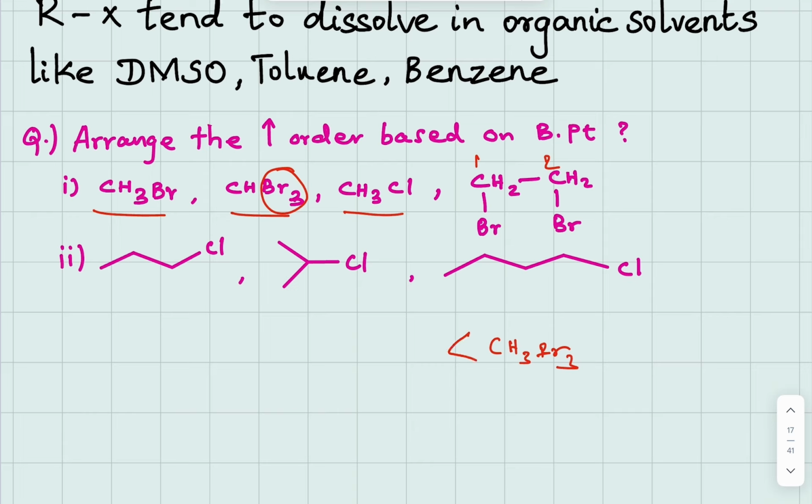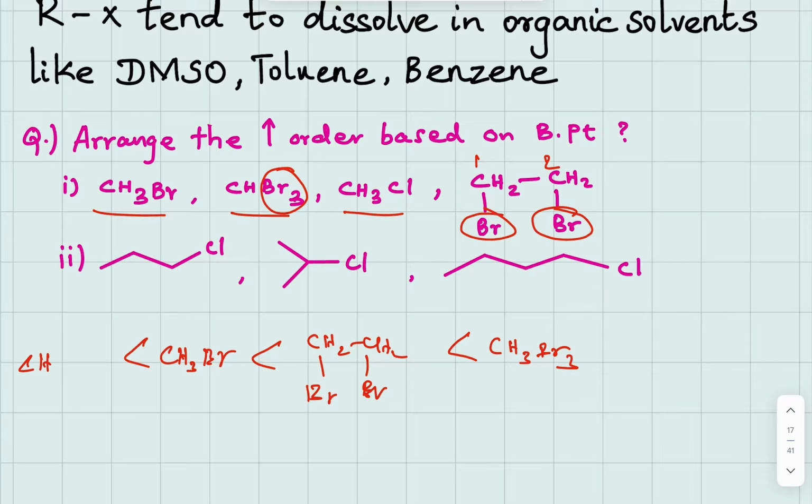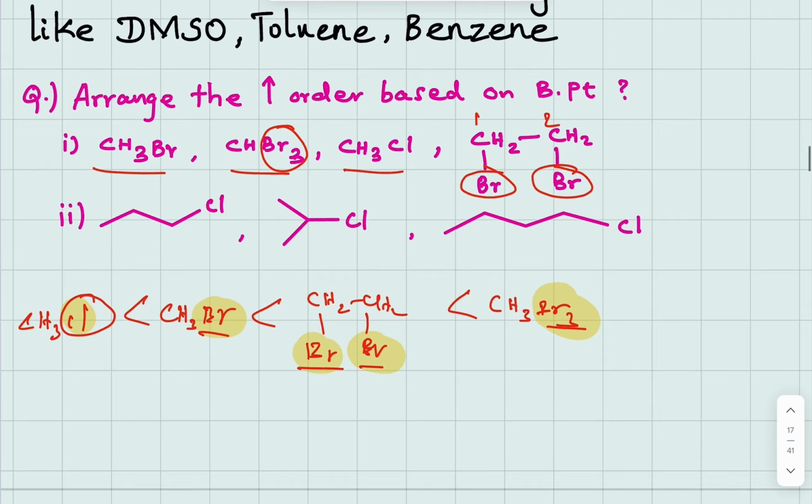So what is the next thing? The next thing is that I have the bromine system with 2 bromine atoms, therefore CH2Br will be present. And what about the next least one? The least one is methyl bromide, and the very least boiling point will be methyl chloride. So why is it methyl chloride? In comparison with bromine, chlorine has a lower atomic mass, therefore it is the least boiling point system.